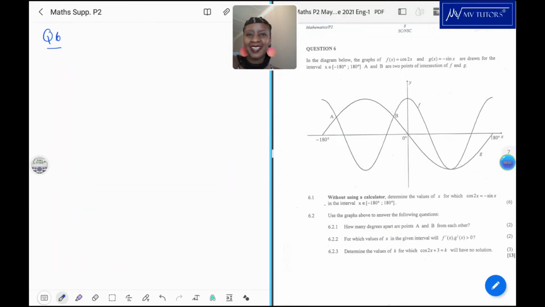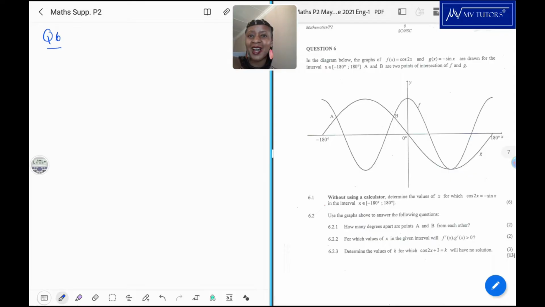Hello everyone and welcome to MV Tutors. I'm Tsulu and I'll be looking at question 6 from the supplementary that was written in June this year. Alright, so let us see. In the diagram below, the graphs of f and g are drawn for the interval from negative 180 degrees to 180 degrees. Okay, so A and B are 2 points of intersection of f and g.